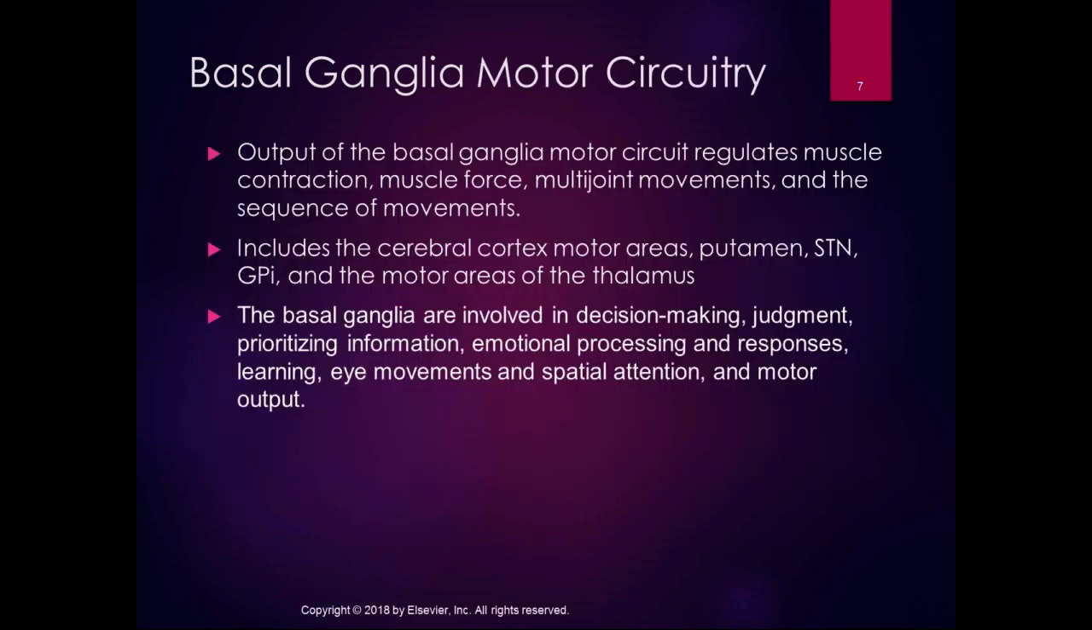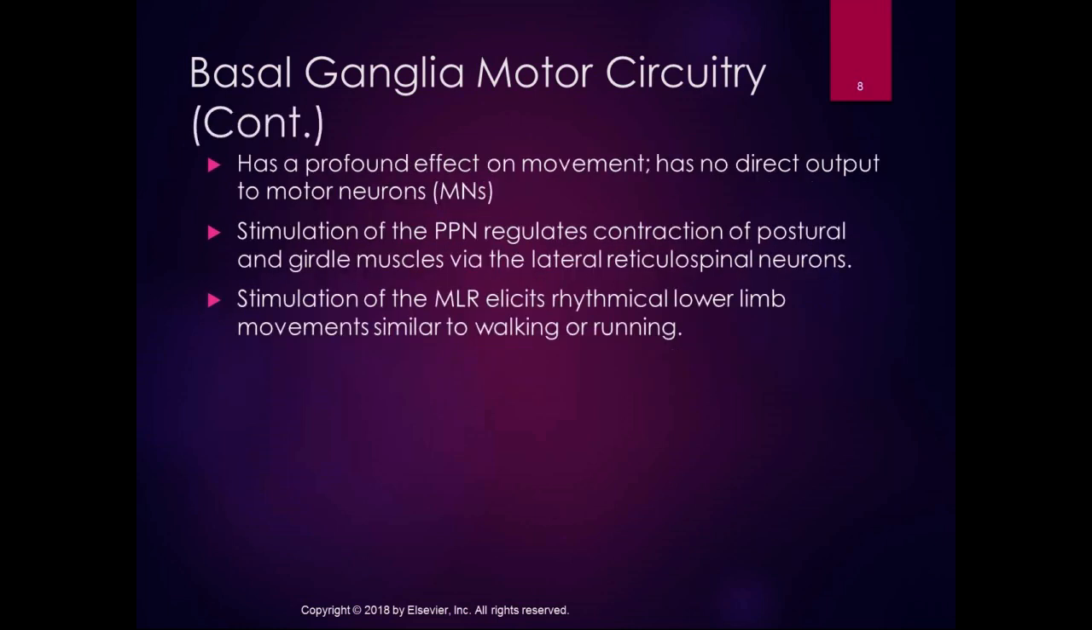So the output of the basal ganglia motor circuit regulates muscle contraction, muscle force, multi-joint movements, and the sequence of movements. It includes cerebral cortex motor areas, the putamen, the subthalamic nucleus, the globus pallidus, and motor areas of the thalamus. The basal ganglia are involved in decision-making, judgment, prioritizing information, emotional processing and responses, learning, eye movement, spatial attention, and motor output. So lots of things go through the basal ganglia.